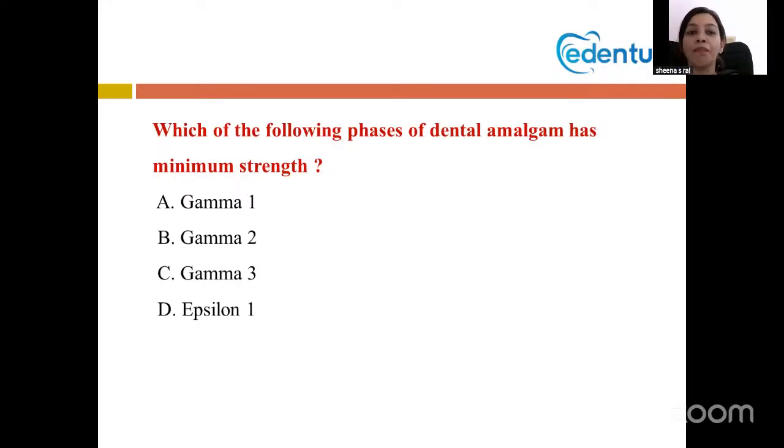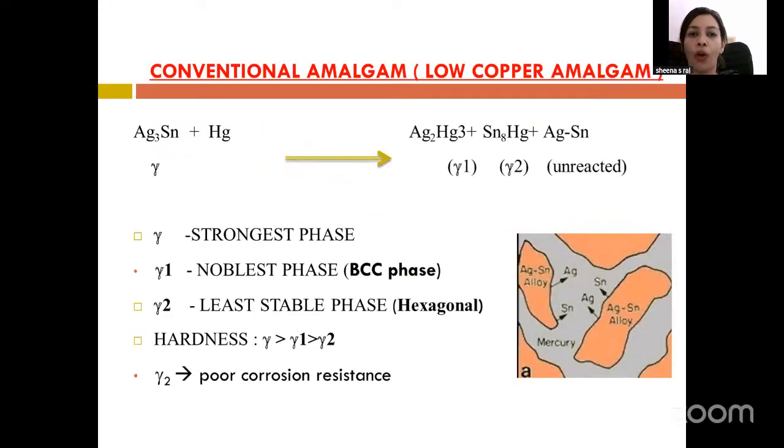Next question. Which of the following phases of dental amalgam has minimum strength? We have already heard that minimum strength is always seen with the gamma 2 phase. Why? Let us see the reactions that are involved.